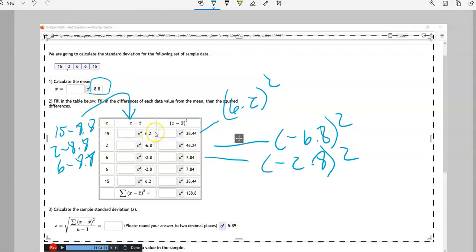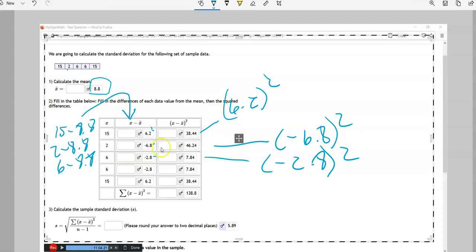15 minus 8.8, you get 6.2 right here. 2 minus 8.8, negative 6.8 here. 6 minus 8.8, negative 2.8, and so on. Then the next step is you're going to take each one of these numbers and square it. So this number is 6.2 squared, to get 38.44. This is negative 6.8, square it, you get 46.24.